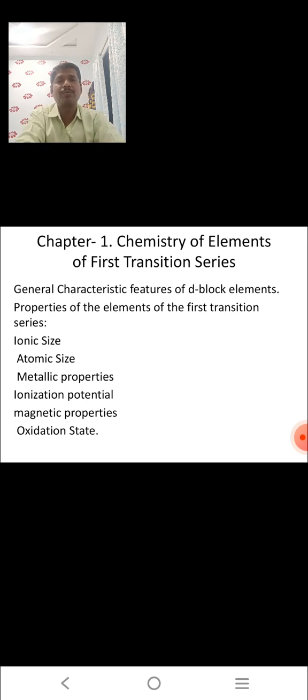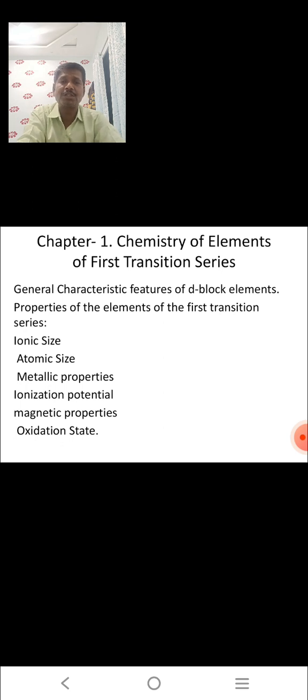The next one is the metallic properties: which are the metals and which are the non-metals, what are their metallic characters and properties. These properties we will discuss under the heading of this first chapter.